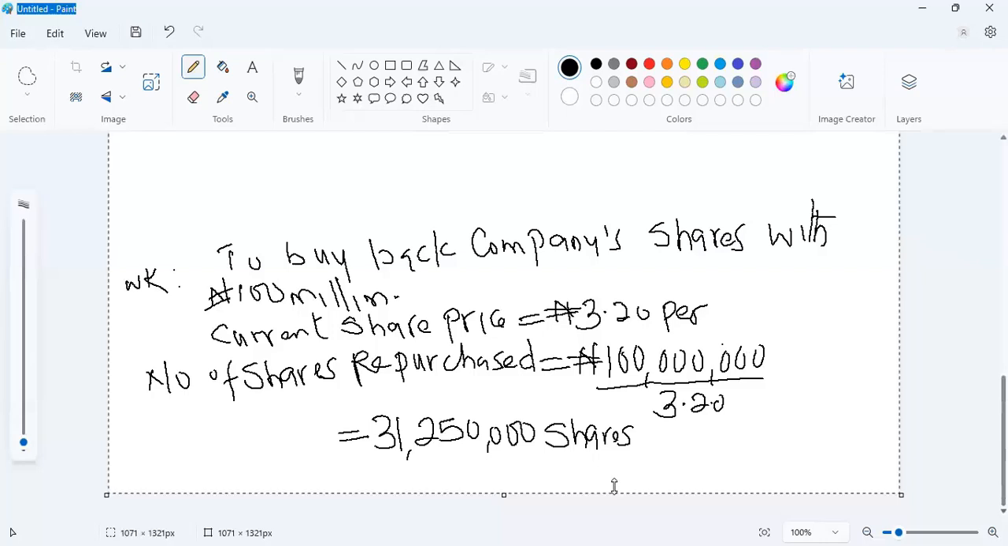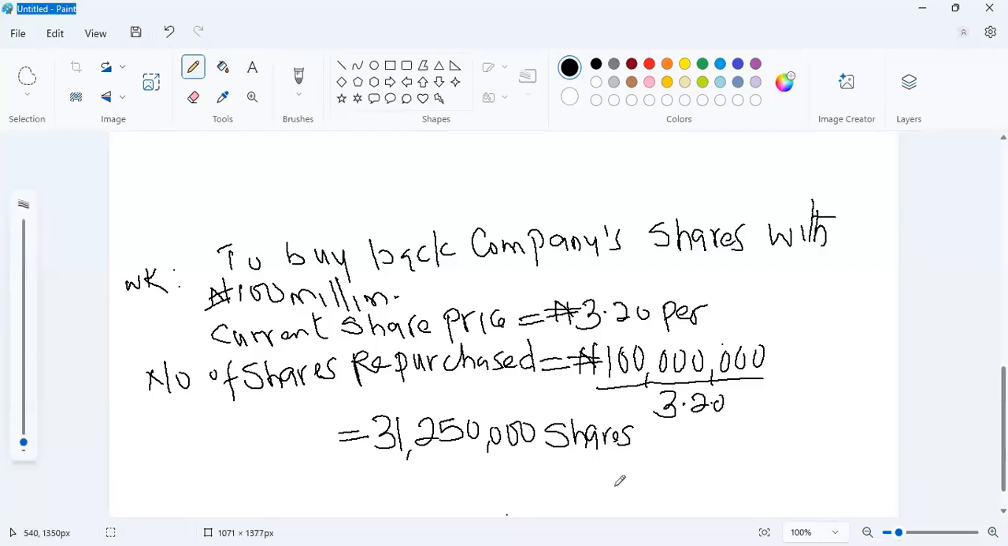We can buy back 31 million 250,000 shares. Now, if you are buying back, the same way, if you issue a share at premium, when you issue shares at premium, you are going to separate the nominal value from the premium amount. Is that not so?